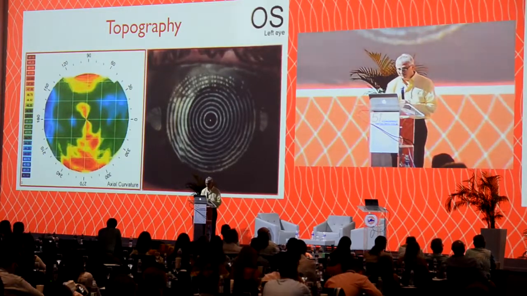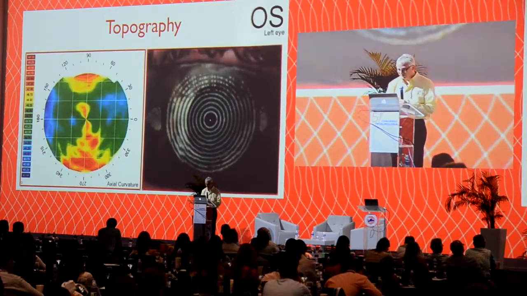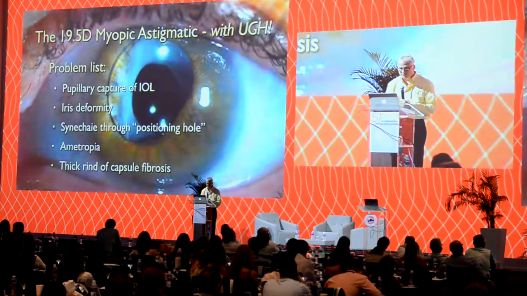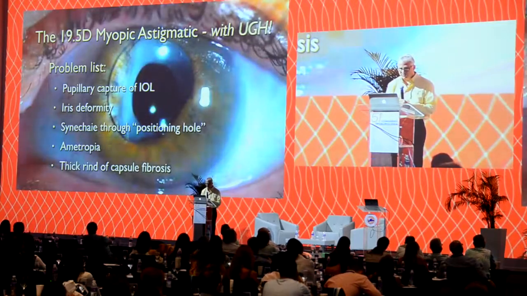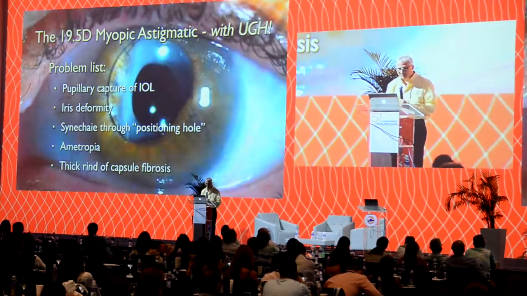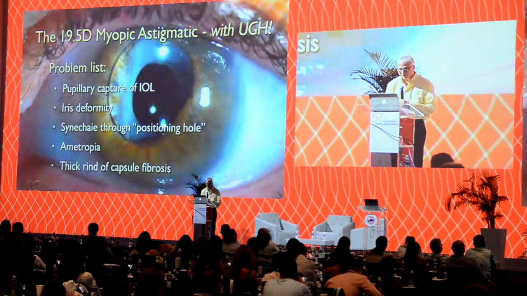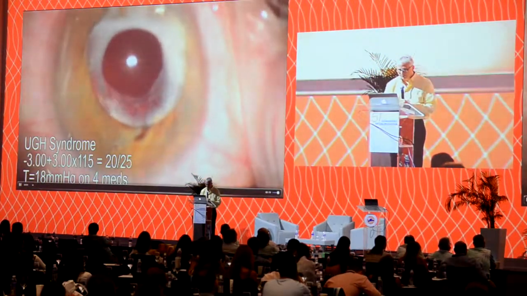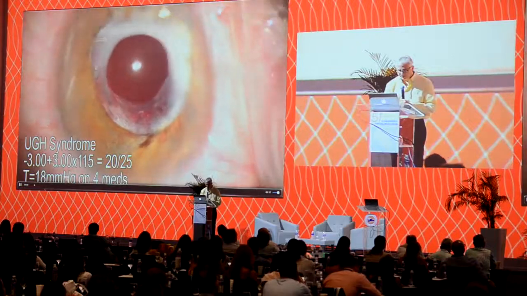Here's the topography. I think that's pretty regular. Some of you might argue that it's not perfectly regular, but I thought it was pretty good for a trauma case. Macular OCT is nice and clean. So we've got some problems. We've got a pupillary capture of the implant, the iris abnormality, synechiae through the positioning hole of the implant, and this rind of capsule. So when we took the patient to the operating room, we zoom in.